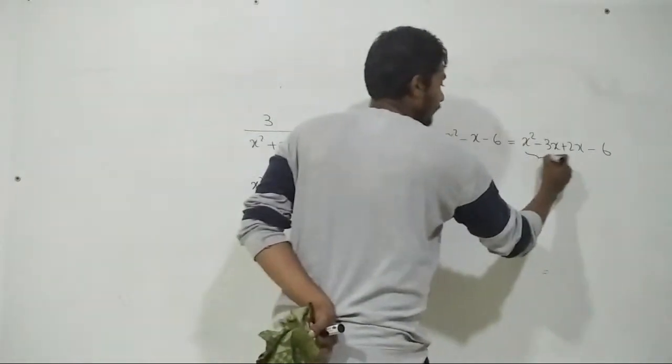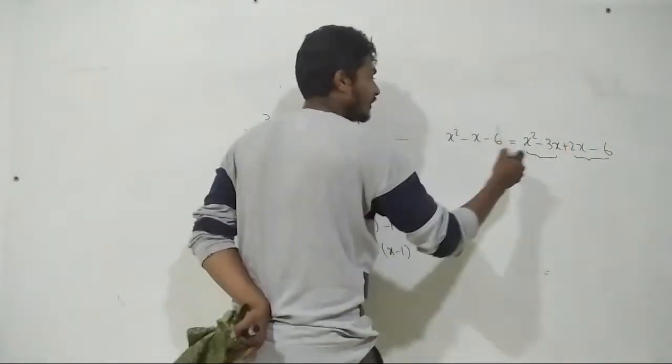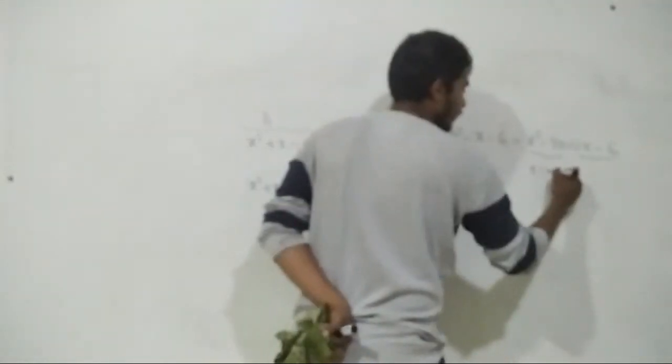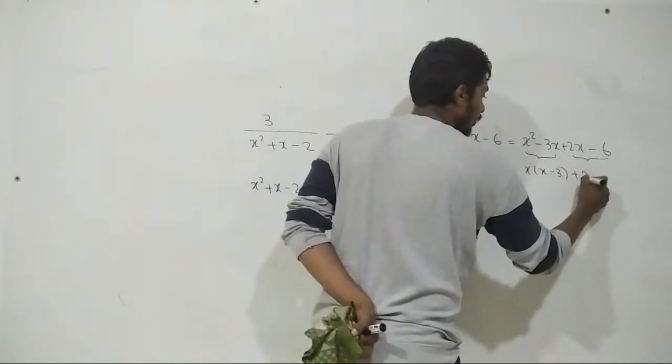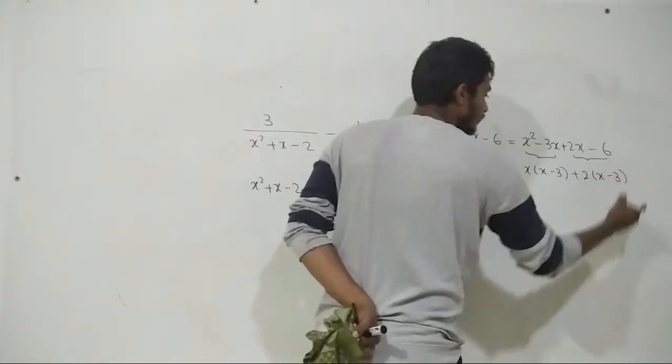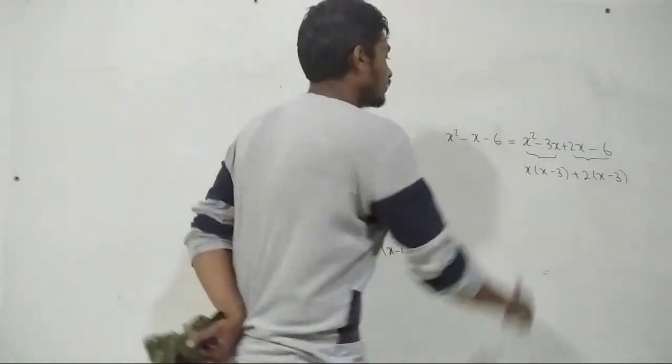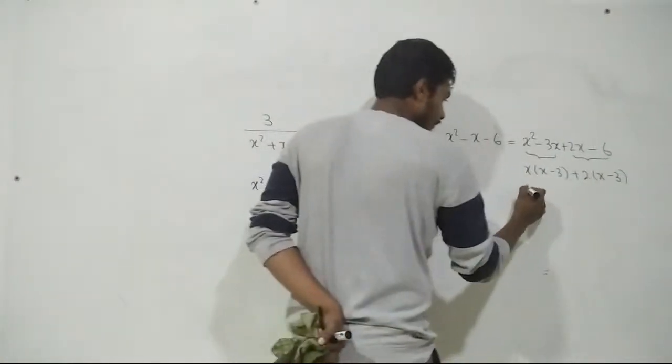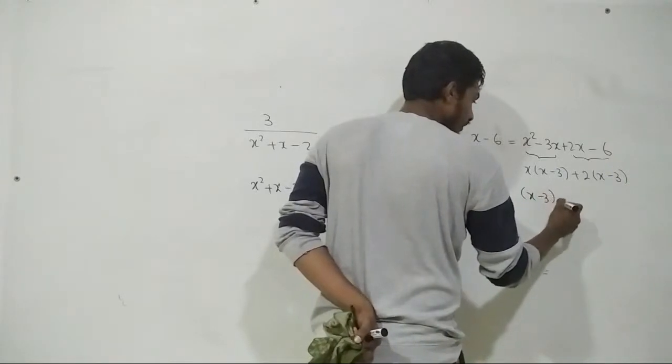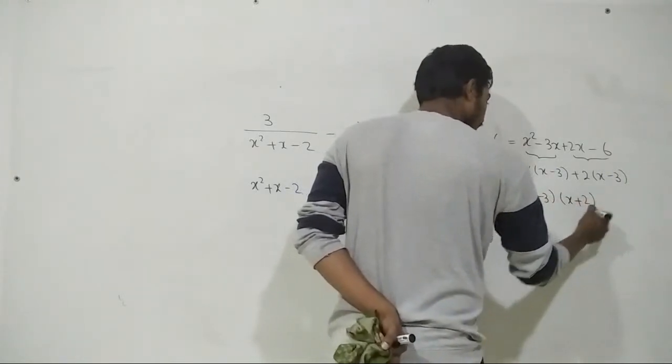So now let's couple them. So when you couple them, you're going to have what? x into x minus 3 plus 2 into x minus 3. So guys, now for both of them, x minus 3 is common. Take x minus 3 out of the bracket. So you're going to have x minus 3 into x plus 2.